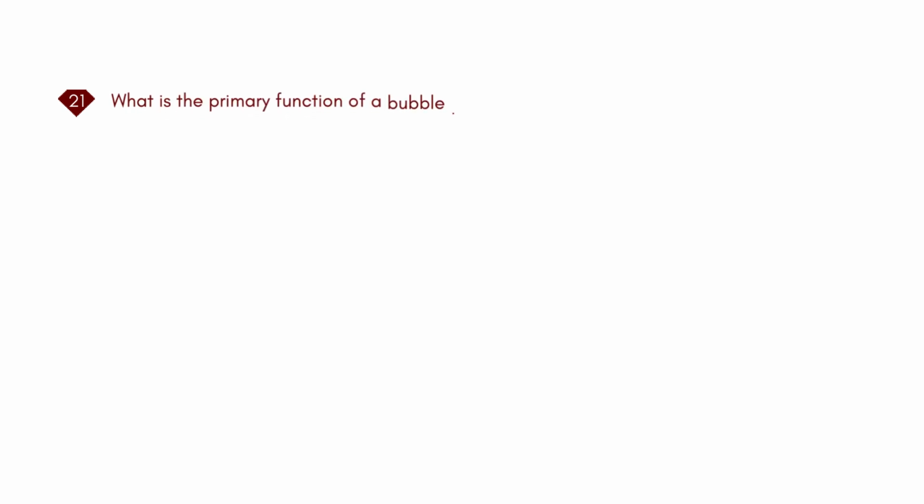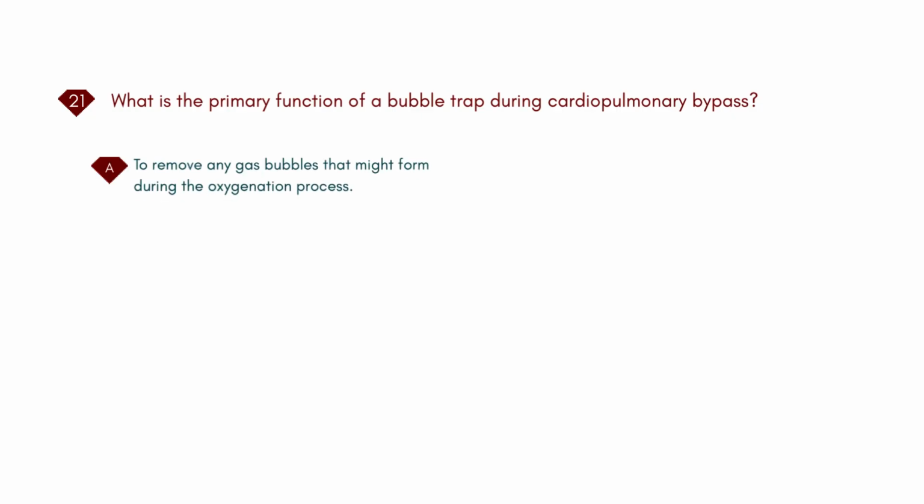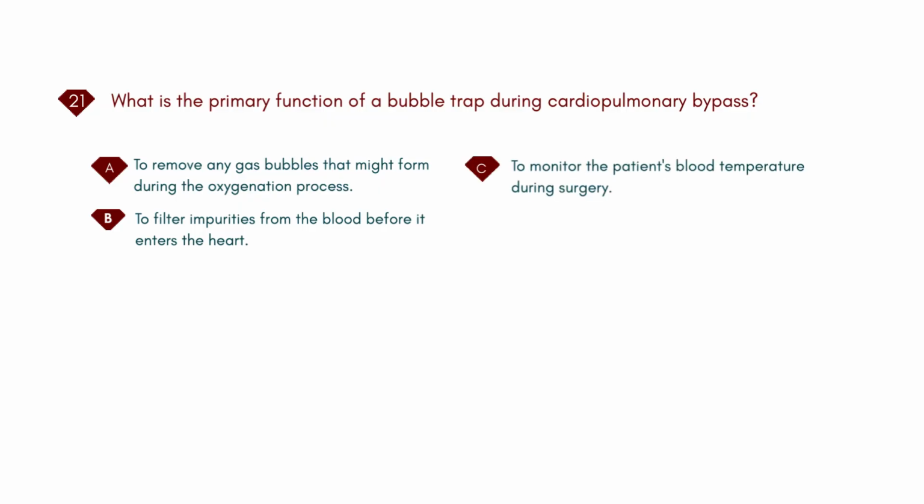What is the primary function of a bubble trap during cardiopulmonary bypass? A. To remove any gas bubbles that might form during the oxygenation process. B. To filter impurities from the blood before it enters the heart. C. To monitor the patient's blood temperature during surgery. D. To maintain continuous blood flow during the bypass procedure.